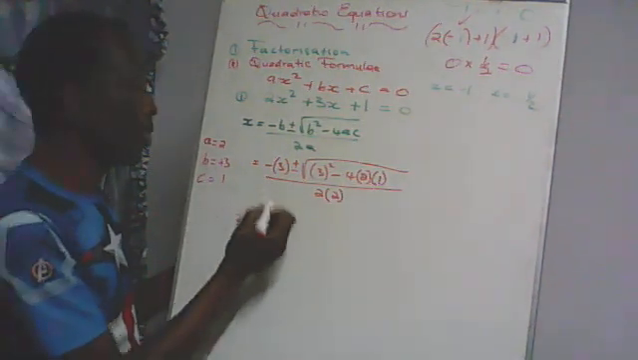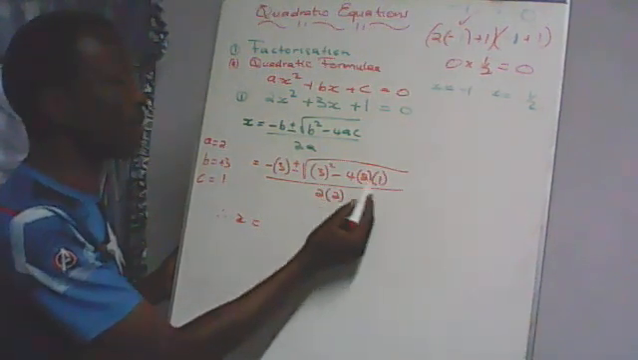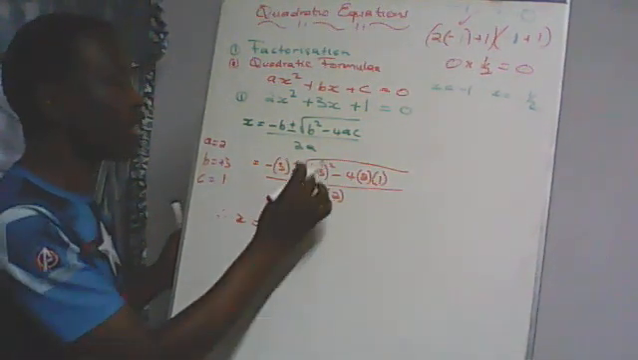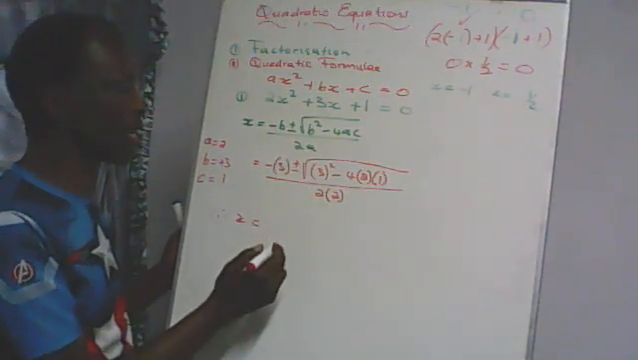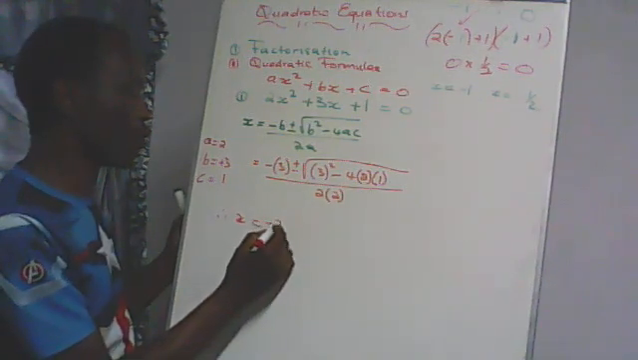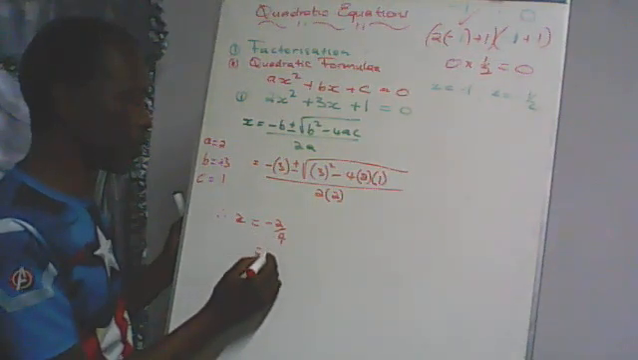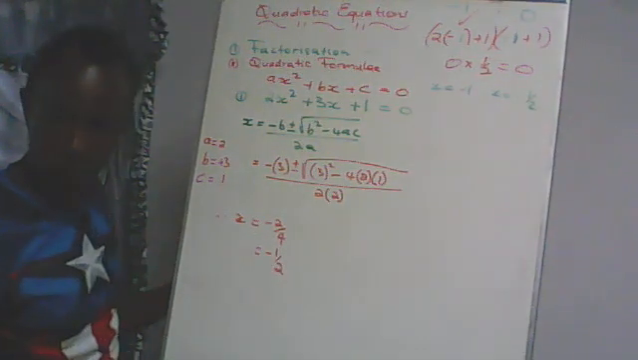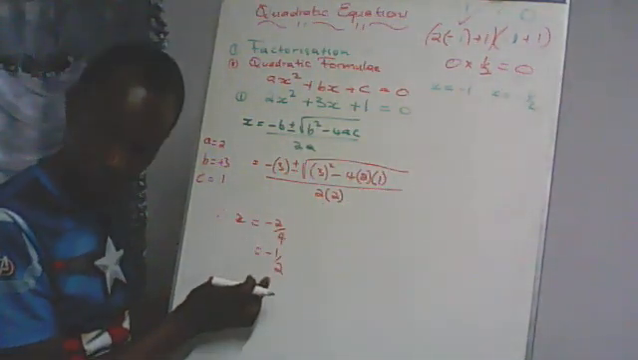So this is 9 and this is 8. 9 minus 8 is 1. Therefore, the square root of 1 is 1. Then minus 3 plus 1, that is minus 2, divided by 4. That will be minus 2 divided by 4. And this gives you negative 1 over 2. You just punch this, and then you'll get this.